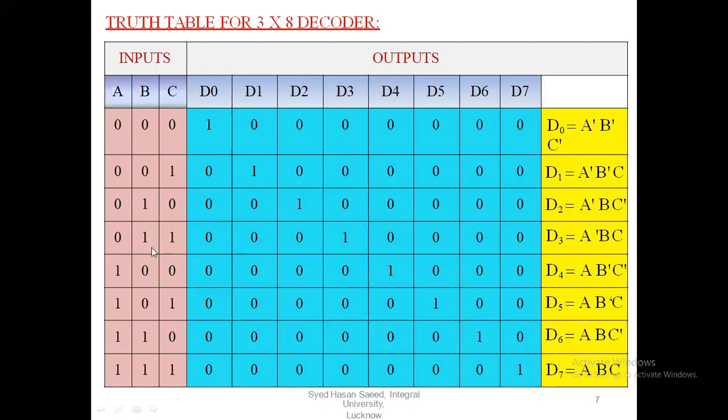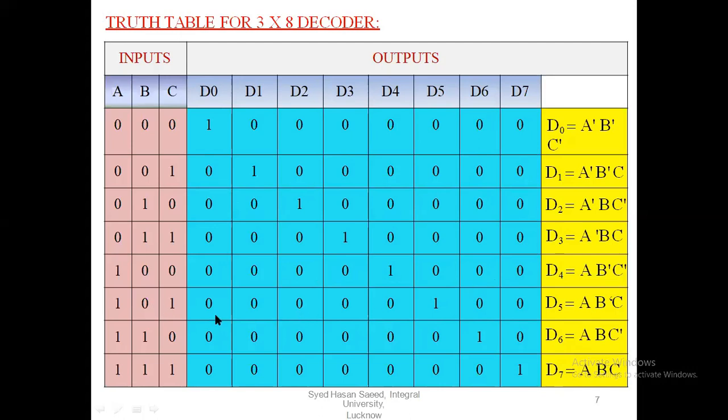And same as 011. So at D3 only we have to place 1, remaining all are zeros. So D3 is equal to A bar, B, C, because this is a min term. 0 is indicated as A bar, and 11 is B, C. And 100: at D4 only we have to place 1, remaining all are zeros. So D4 is equal to A, B bar, C bar.